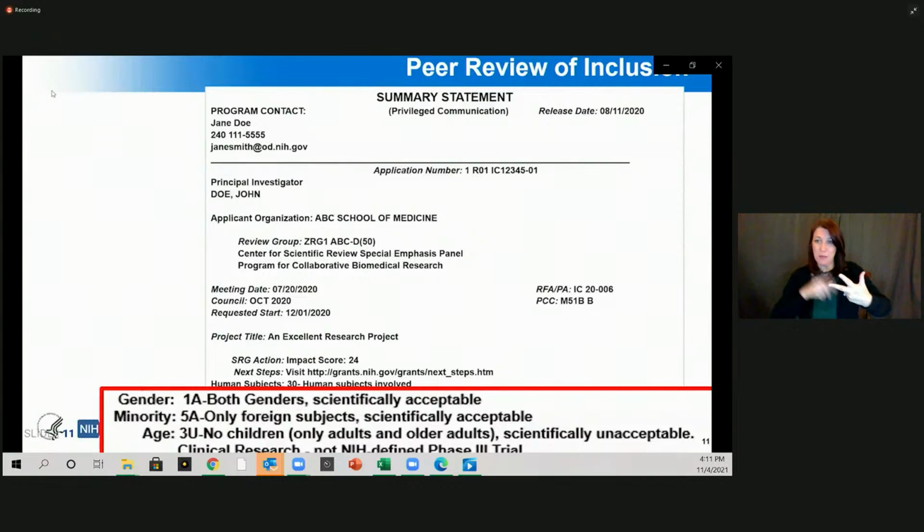If any of the codes are U, which means peer review found any of these inclusions to be unacceptable, your study cannot be funded until this is resolved. And so you will likely be contacted by your PO if your study may be funded, and you'll need to provide some additional information.